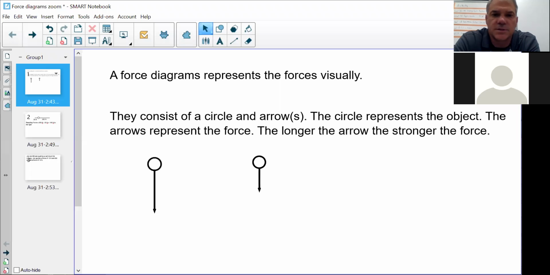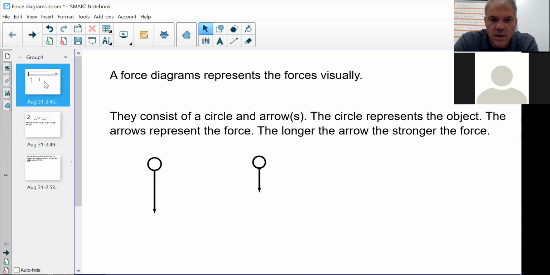All right, so we're going to talk today about force diagrams. Force diagrams are pictures that we draw that visually represent forces acting on an object, right? And they consist of two basic things, a circle and some arrows, okay? The number of arrows depends, because for each force that is applied to the object, you draw an arrow. So if there's two forces, there's two arrows. If there's seven forces, there's seven arrows, and so on.